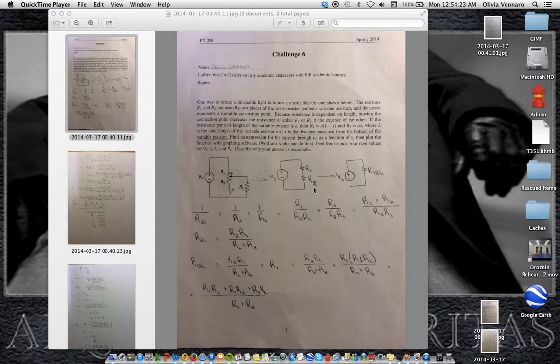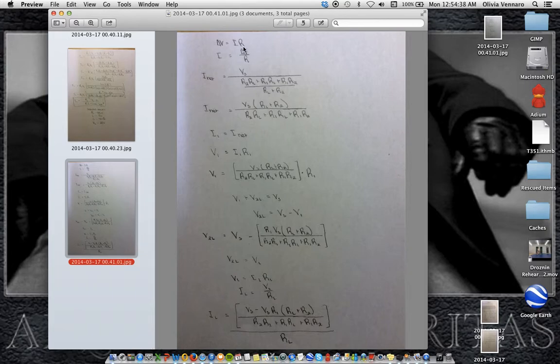Then R2L and R1 are in series with each other, so you can just add the resistances together to get the total resistance, which would be right here. And you know that Ohm's law states that the total voltage is the current times the resistance. So you can find the current using the total voltage, which is given as Vs, over R, which is the total resistance that we already found. And that simplifies to this.